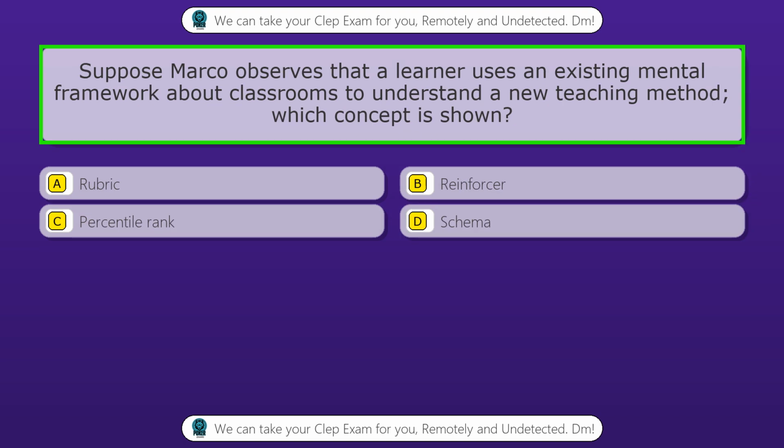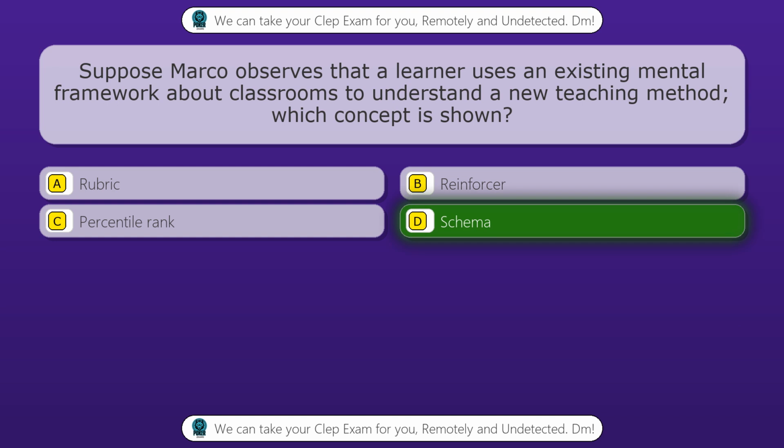Question 44. Suppose Marco observes that a learner uses an existing mental framework about classrooms to understand a new teaching method. Which concept is shown? Option A, rubric. Option B, reinforcer. Option C, percentile rank. Option D, schema. The correct answer is option D, schema.